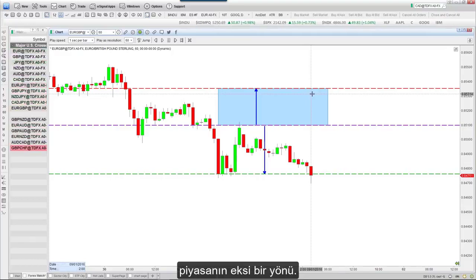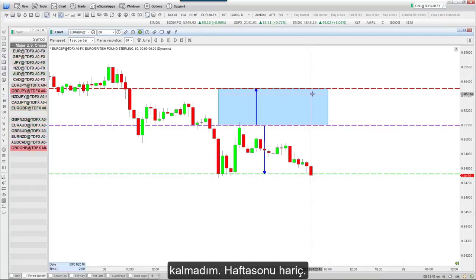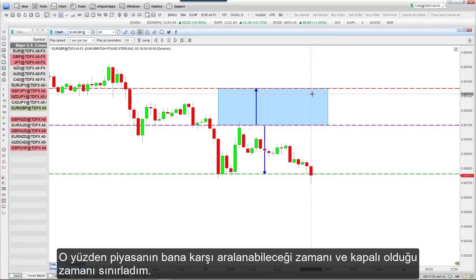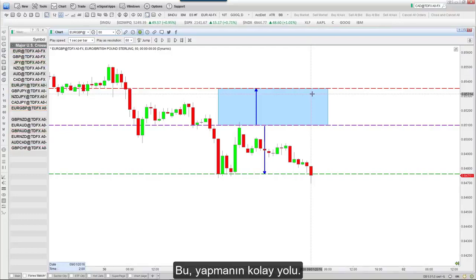That is one of the downsides of a 24-hour market. The upside to that is I never get caught in a position where the market gaps massively unless it's a weekend. So I limit the amount of time that the market is closed and can gap against me. So that's the simple way to do it.